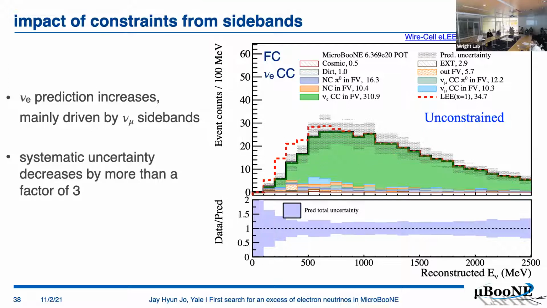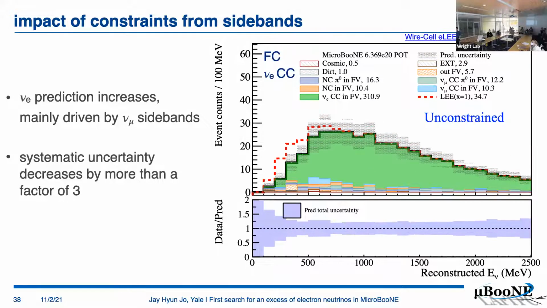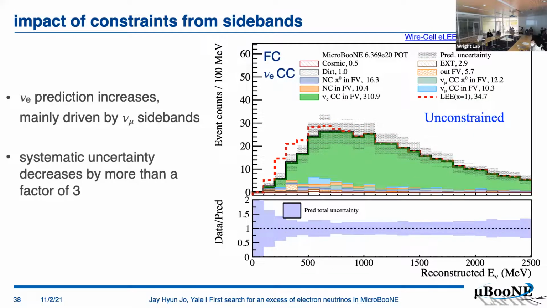Again, this is without any data. This is only our prediction, and you can also see that our LEE is appearing in this low energy region, and this is our nominal prediction. This is our predicted total uncertainty. And then once we get the constraints from the sideband, this is how it looks. I'll flip it. You can see the 2 changes. First, uncertainty. Like I said, uncertainty decreased a lot.